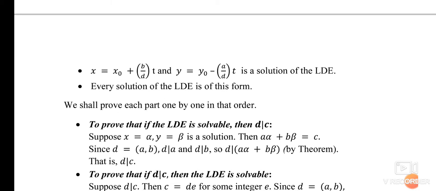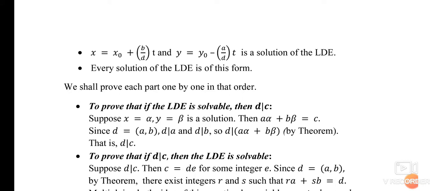Now we prove the first part. To prove the first part, we assume the LDE is solvable. We are going to prove d divides c. The LDE is solvable means the LDE has solutions. We take the solution as alpha and beta. So, alpha and beta satisfy the LDE. Therefore, we have a·alpha + b·beta = c.